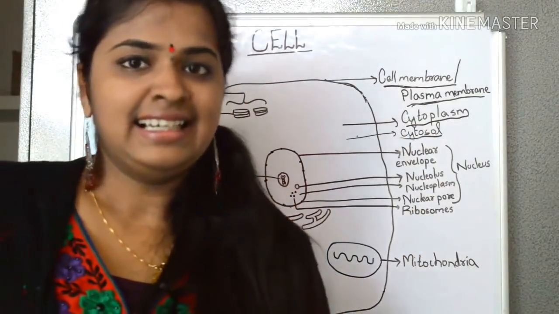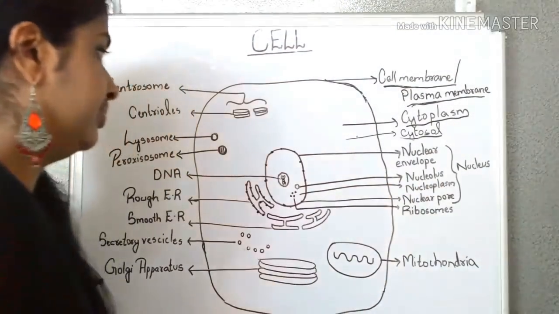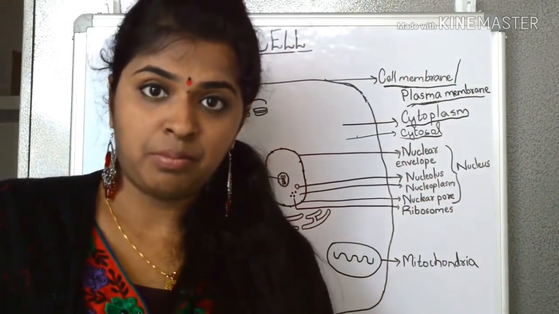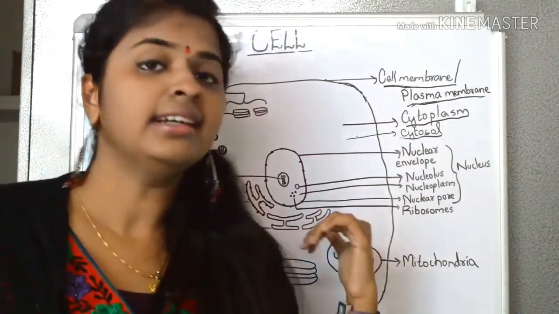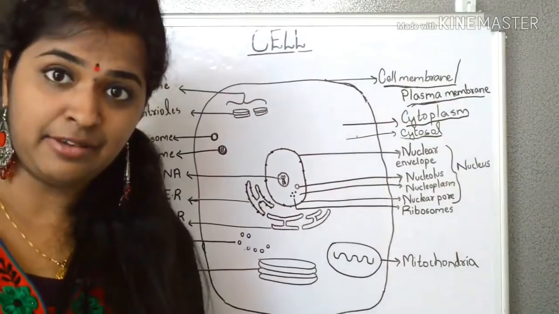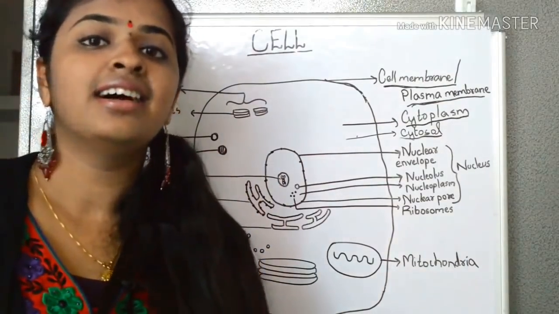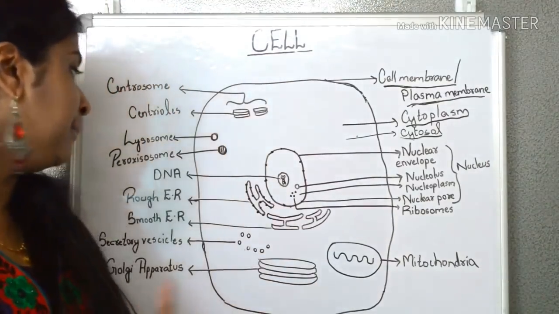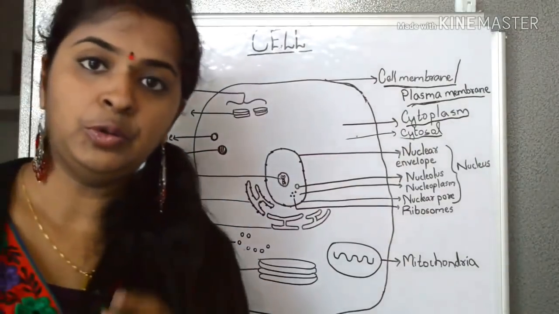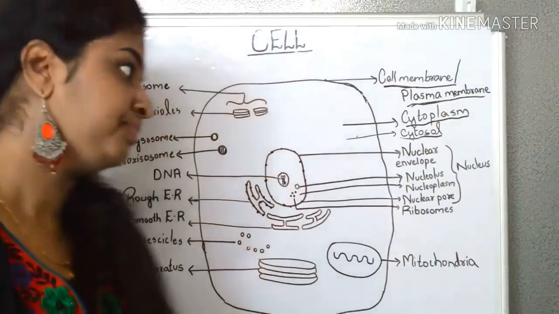Now next let us talk about the nucleus. What do you mean by nucleus? Nucleus is the most important organelle which is present inside the cell because this nucleus contains our genetic information which is passed on through heredity, called DNA. The genetic material DNA will be folded into chromosomes and it will be packed inside the nucleus.